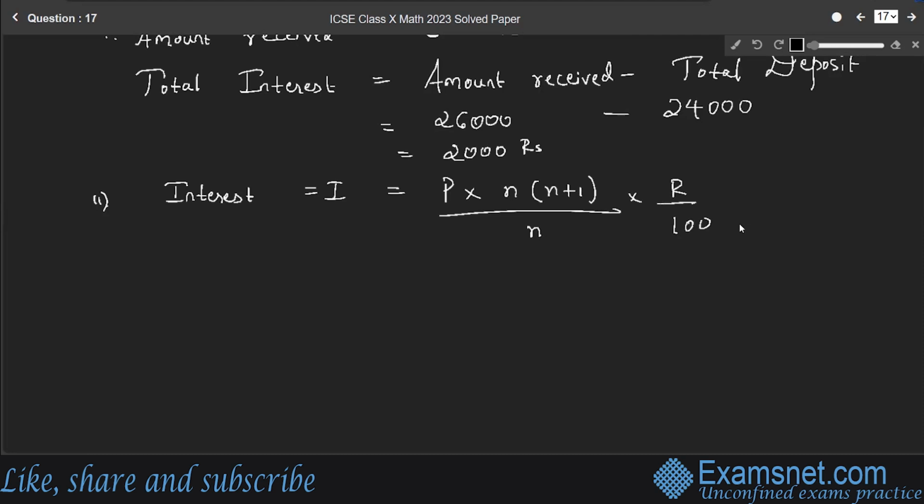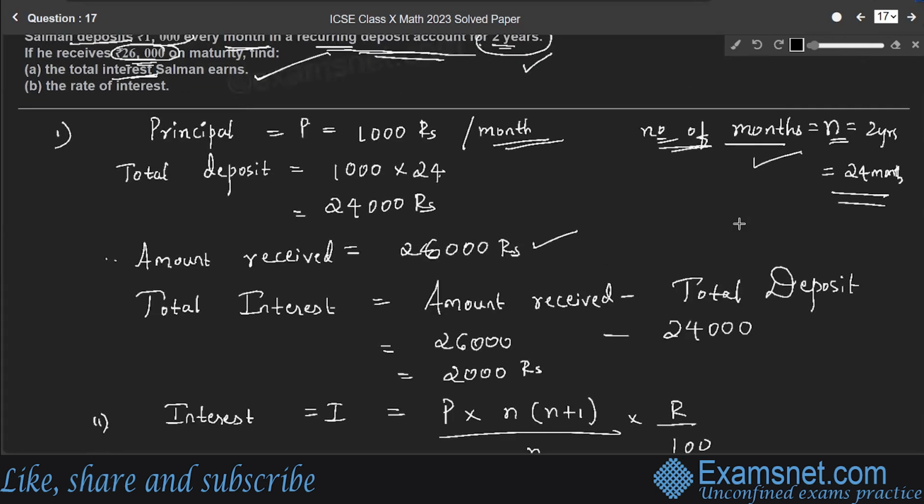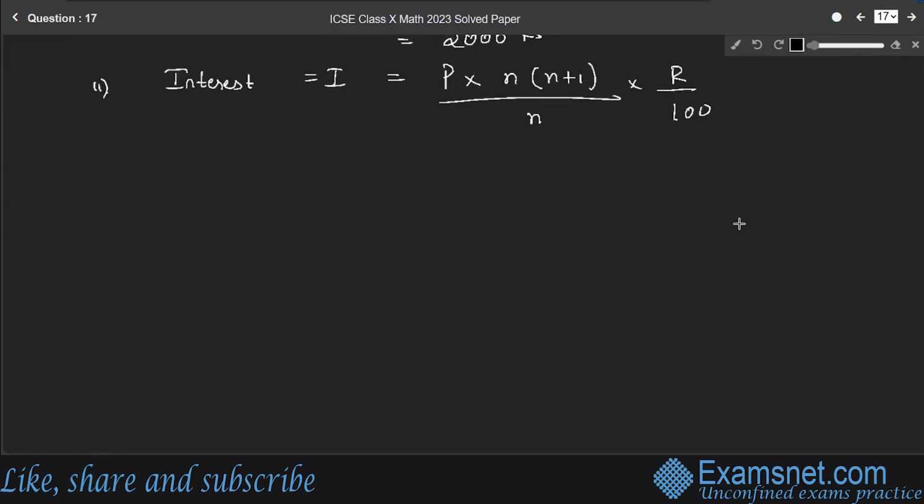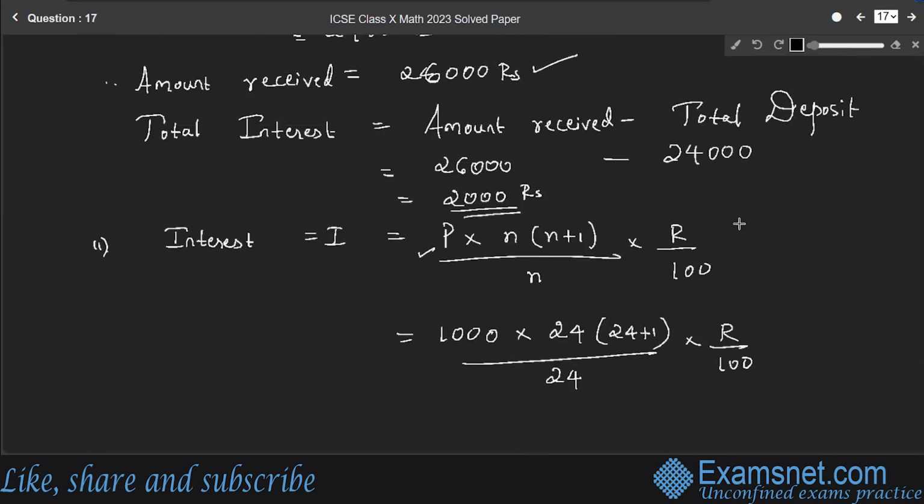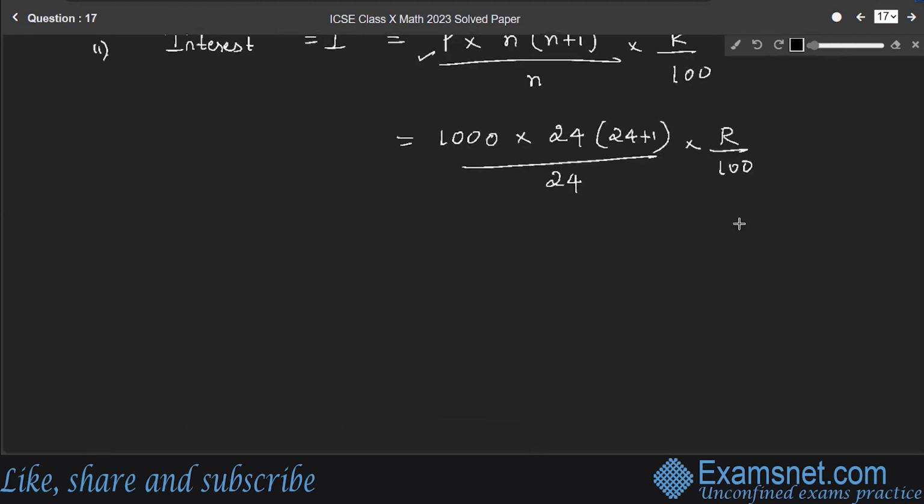Here N is the number of months he deposited. So N is nothing but 2 years or 24 months. Since principal is for every month, we need to consider N in terms of months. Here P is 1,000 rupees every month. So N is 24 months. N plus 1 is 24 plus 1 divided by N, again 24, into rate of interest by 100. We need to find the rate of interest, since we have already calculated the total interest. So it is 2,000 rupees.